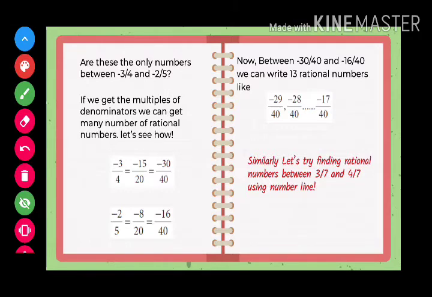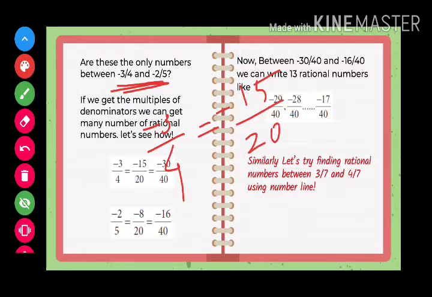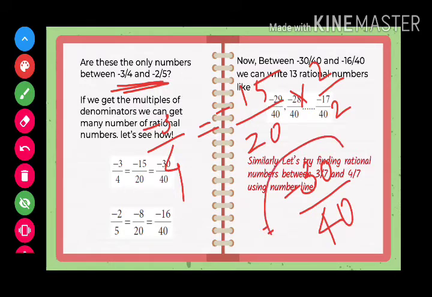Let's see another example. Are these the only numbers between minus 3 by 4 and minus 2 by 5? Are these the only numbers, which means like we found now minus 14 by 20, minus 13 by 20, or are there any other numbers also? Let's see this. Minus 3 by 4, after taking LCM and reducing it into an equivalent fraction, we got minus 15 by 20. Now let's multiply this by 2 on numerator and denominator. Now what do we get? We get minus 30 by 20 into 2, 40. So we get minus 30 by 40. Now this is also an equivalent fraction of minus 3 by 4.